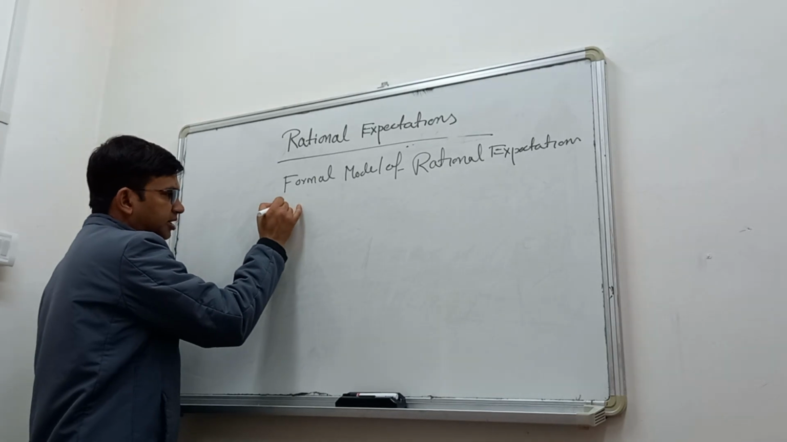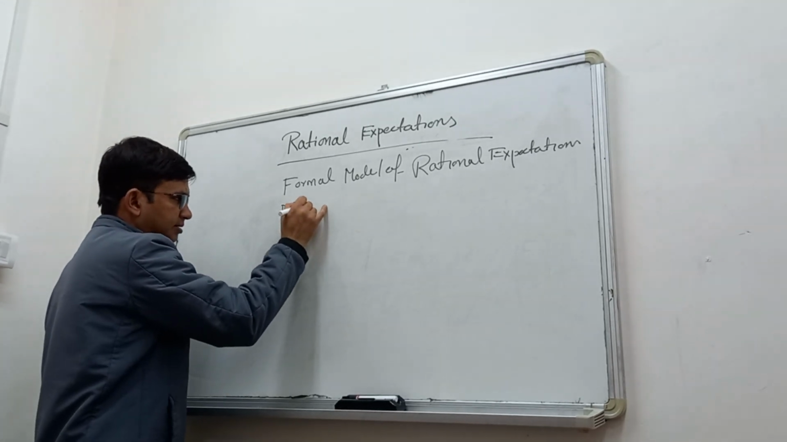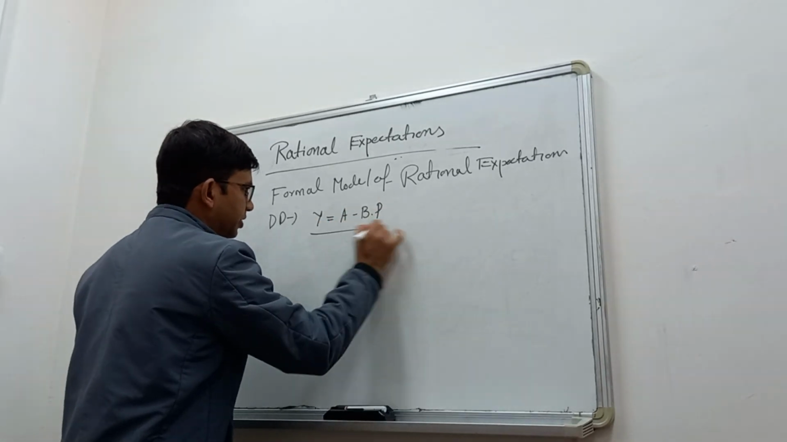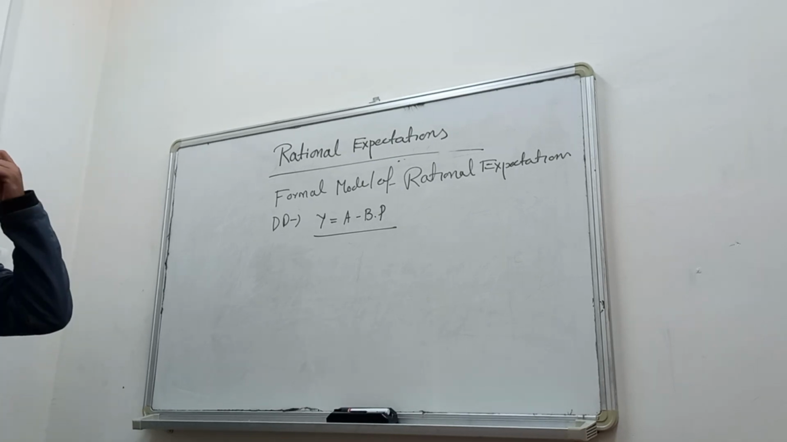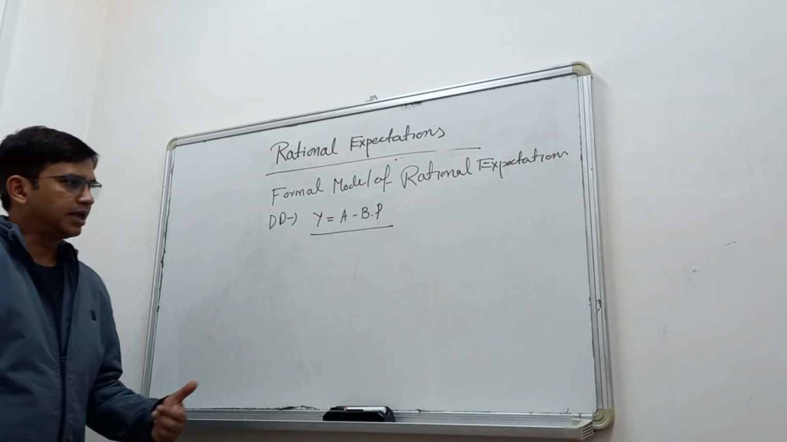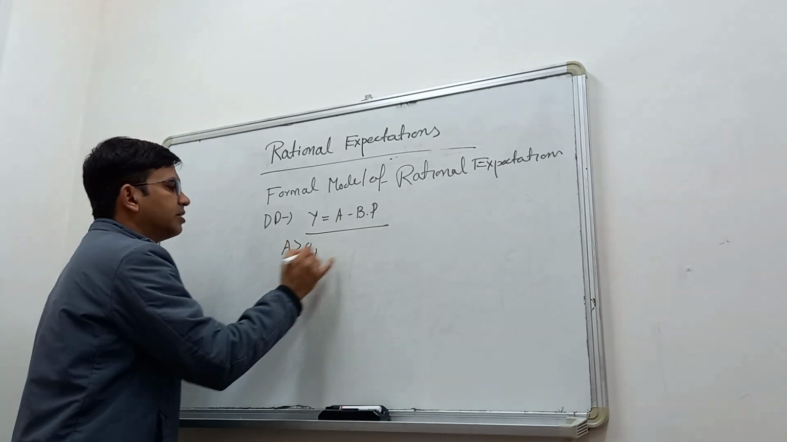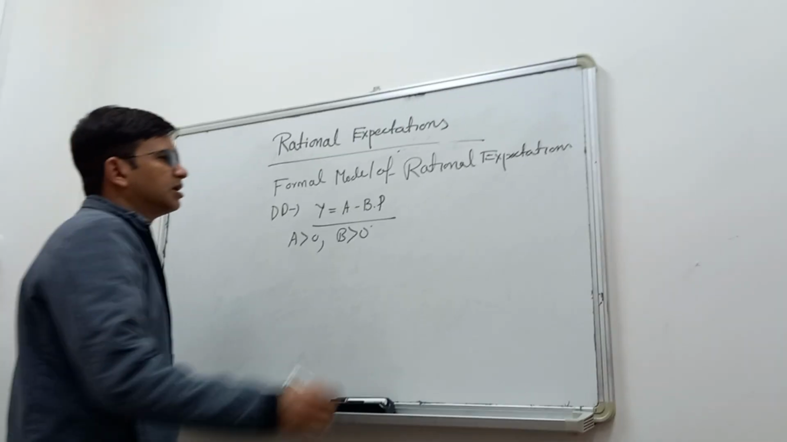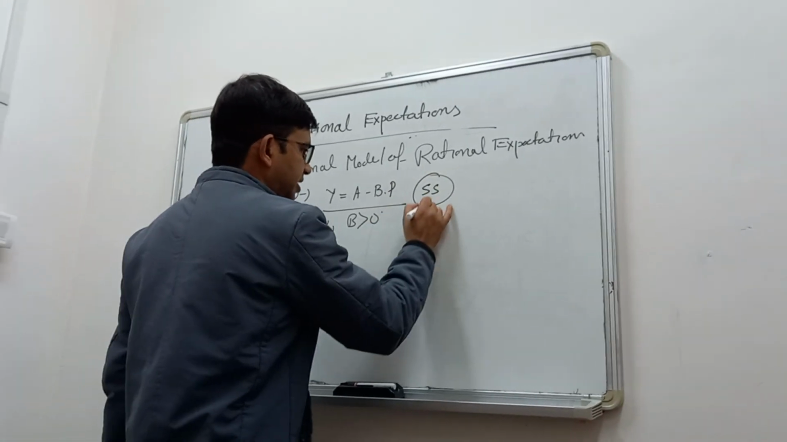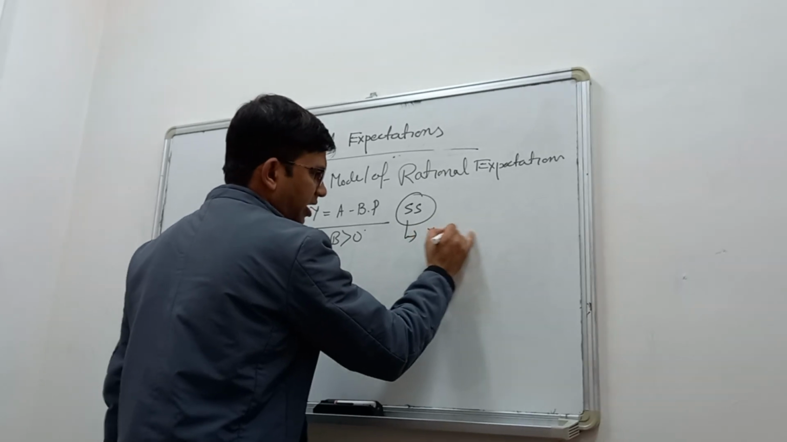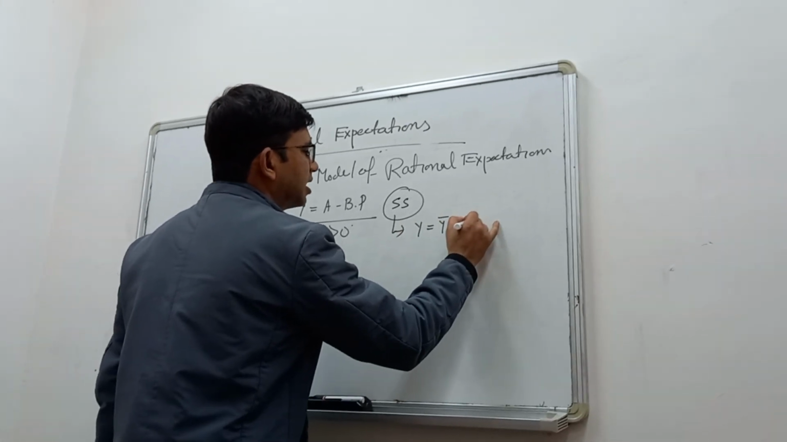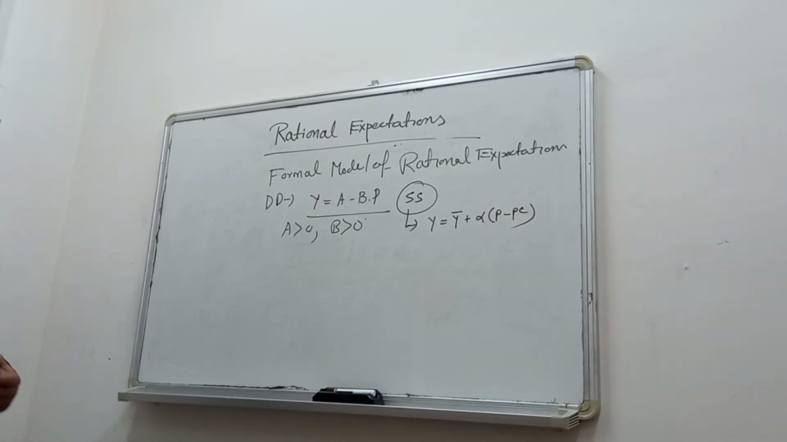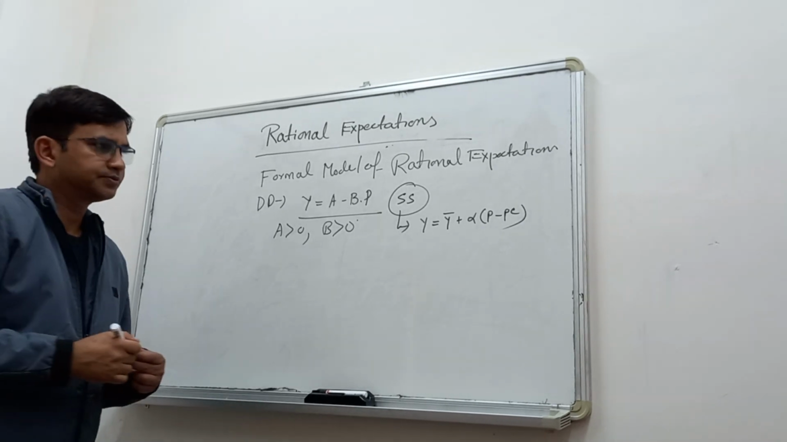So, let us consider the demand function is given as y equals to a minus b into p. Here p stands for the actual price level, a and b. A is positive, b is also positive. The supply function is given as the short run supply function y equals to y bar plus alpha into p minus p expected. Right now we are not considering any kind of shocks.